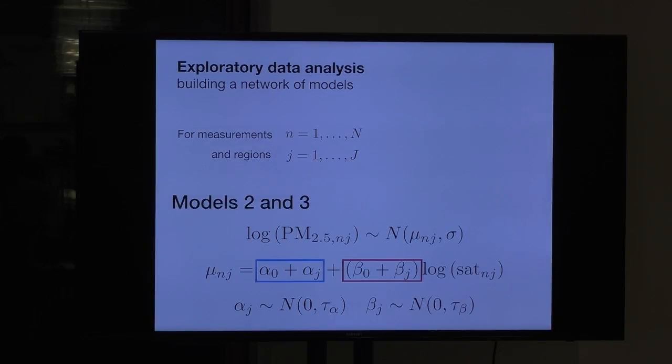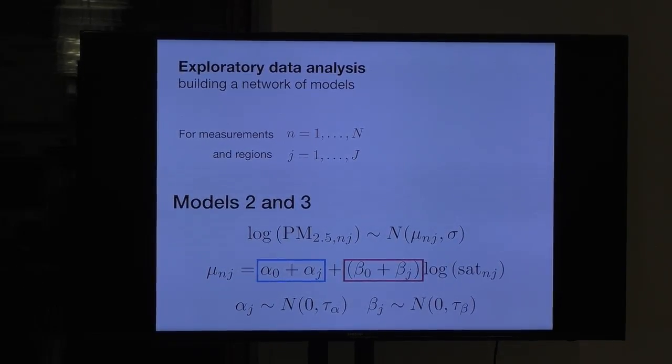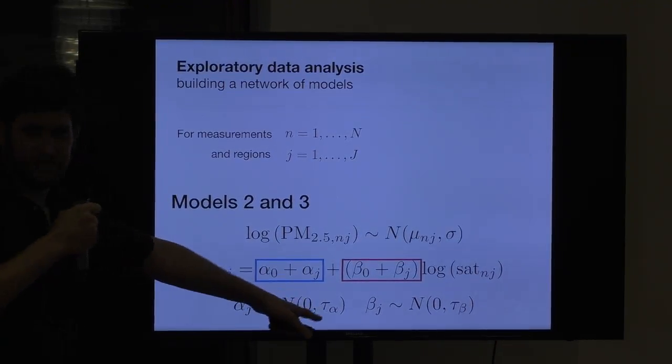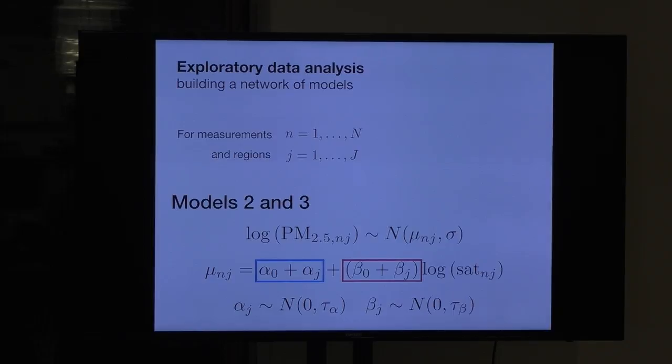So if tau alpha is really big, then the region intercepts are allowed to be very different from each other. And if it's very small, they're very similar to each other. And the same for the slopes. In the extreme, they could be identical to each other. But the fact that we're not fixing the value of the taus, we're going to estimate them, we'd need to put priors on them too, means that we're going to get partial pooling in this model.